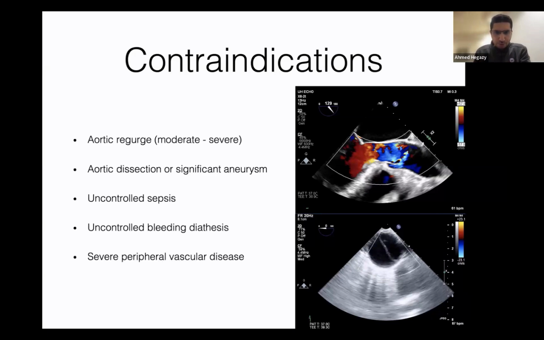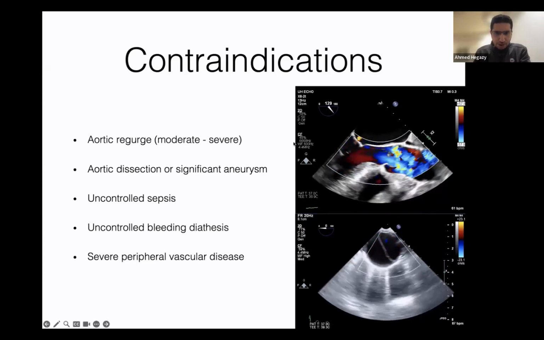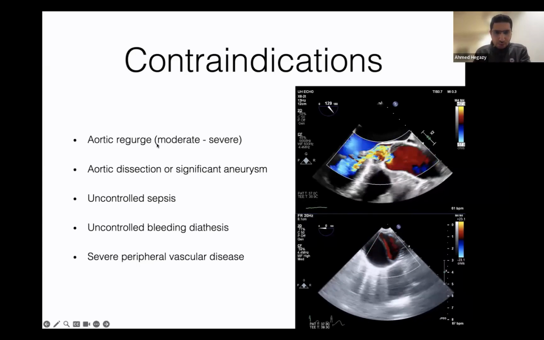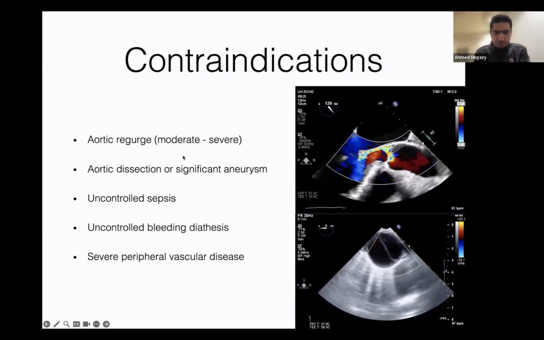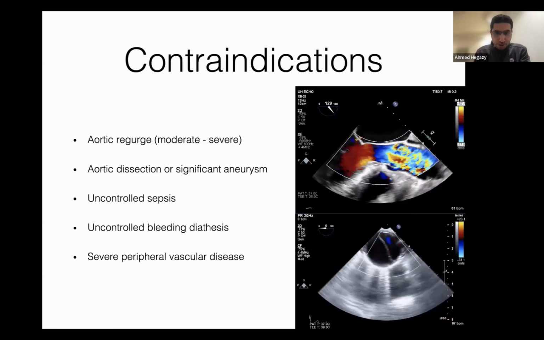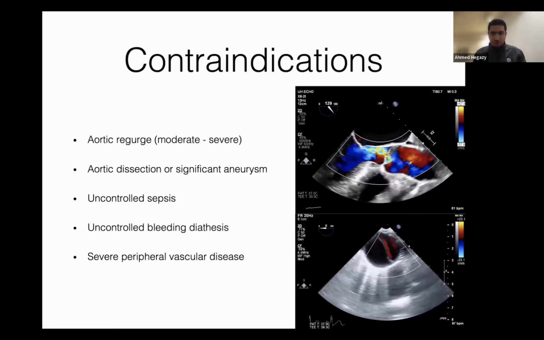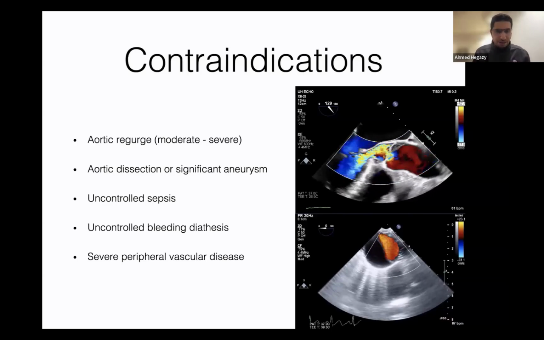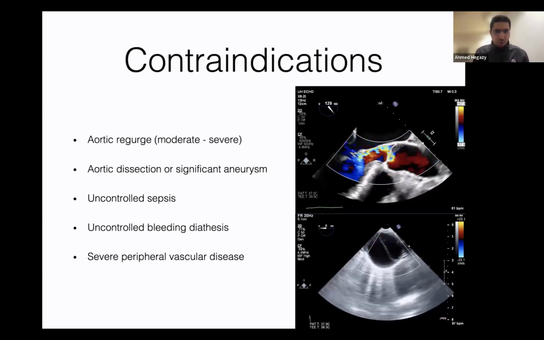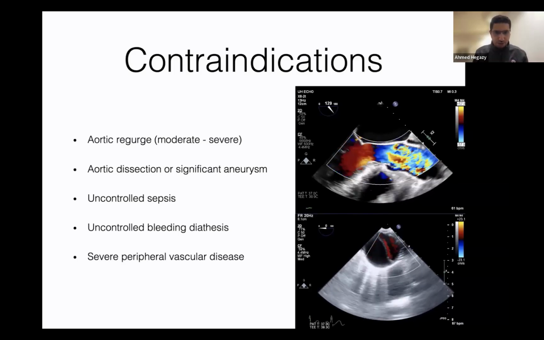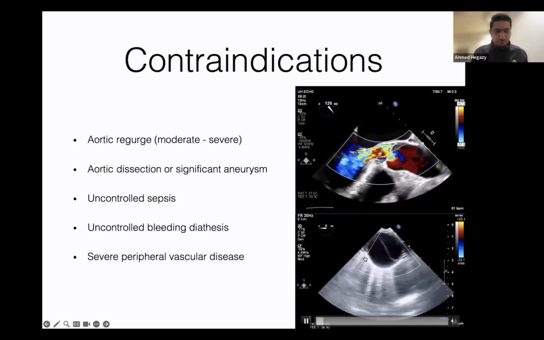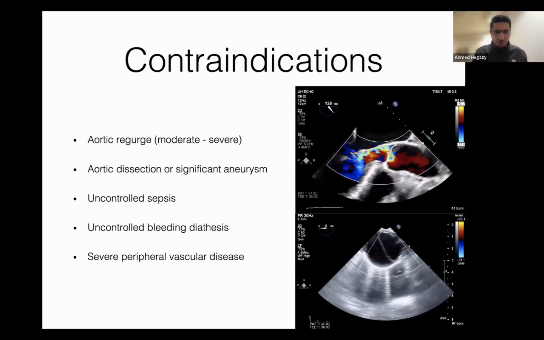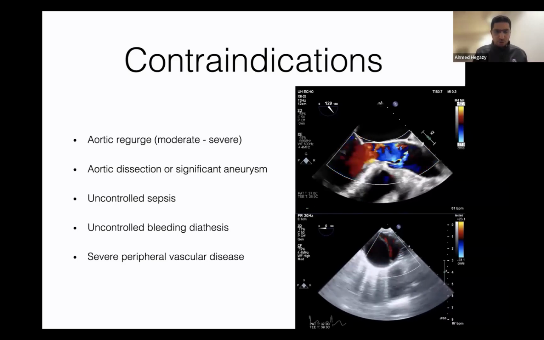So the 2 absolute contraindications are anything greater than mild aortic regurgitation, anything greater than mild. So if you have moderate or severe aortic regurgitation, balloon pumps will make your aortic incompetence worse. They will make your regurgitant jet worse because they will inflate in diastole. They will force blood back into the LV during diastole. They will worsen aortic regurgitation. So moderate to severe aortic regurgitation are both absolute contraindications. Aortic dissection is also an absolute contraindication because your balloon pump may track up to the false lumen. It may worsen your dissection. So these are the 2 absolute contraindications.